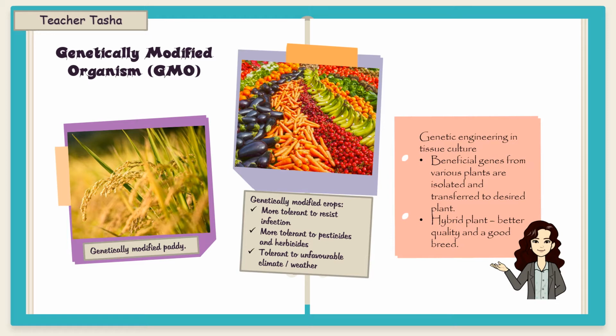Now, genetic engineering is used in tissue culture where all the beneficial genes from various plants are isolated and then transferred to the desired plant. In this way, the hybrid plant will be of higher quality and of good breed. So we have here genetically modified paddy. Later we will see that the paddy itself contains vitamin A. So it gives proper vitamins or nutrition to humans.